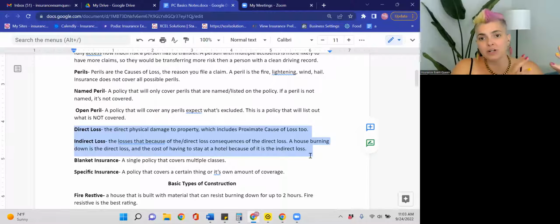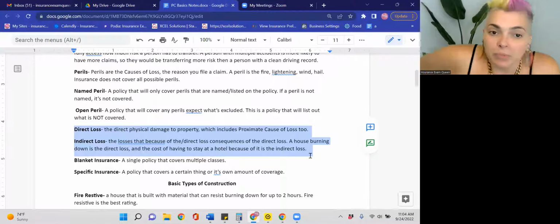So we would call the wet furniture the proximate cause of loss. It's next to the fire. But all of that is a direct loss. So the fire is a direct loss and proximate is a direct loss. We're just giving it a special name to say it's not the fire itself, but it's only damaged because of the fire, because of the water on the fire. So it has a special name, proximate cause of loss, but it's all part of the direct loss. So when they ask, what type of loss is the proximate cause of loss? You need to choose direct. Choose direct because it's a proximate cause of loss next to the fire.